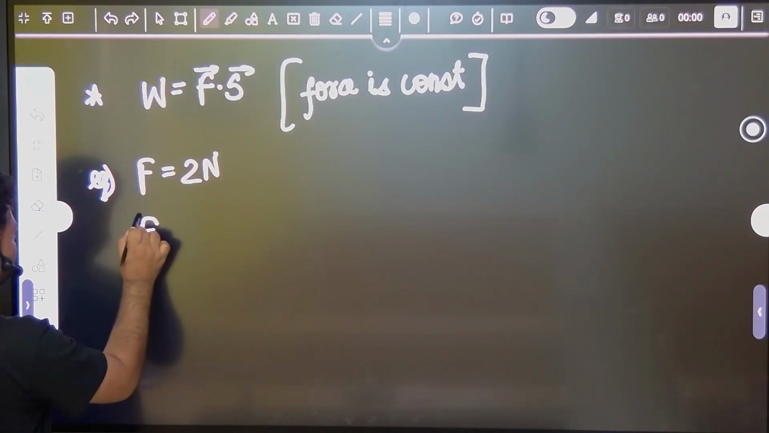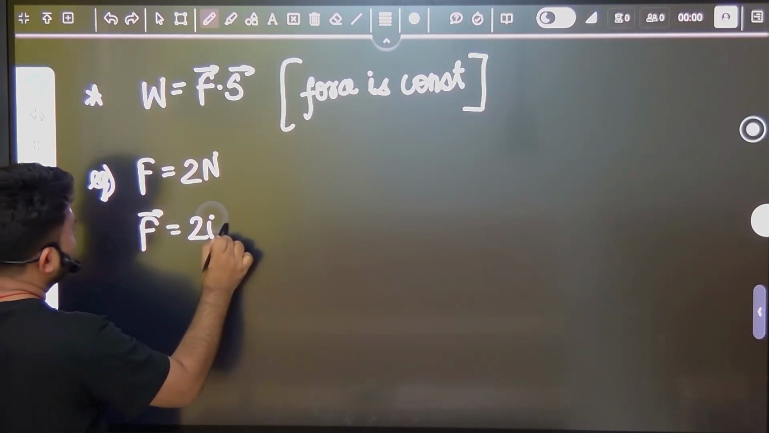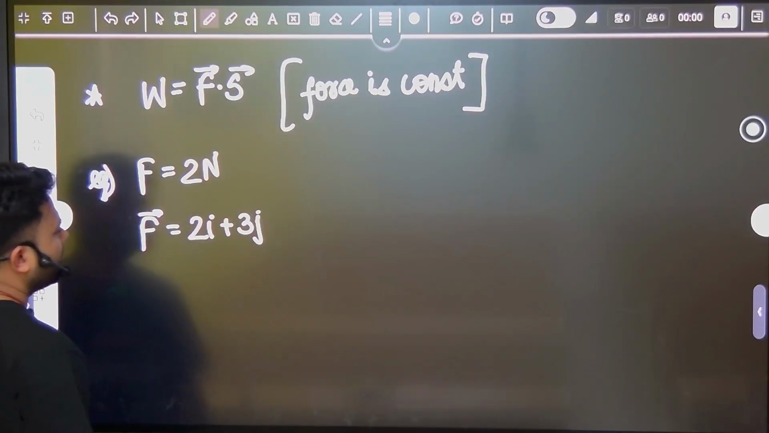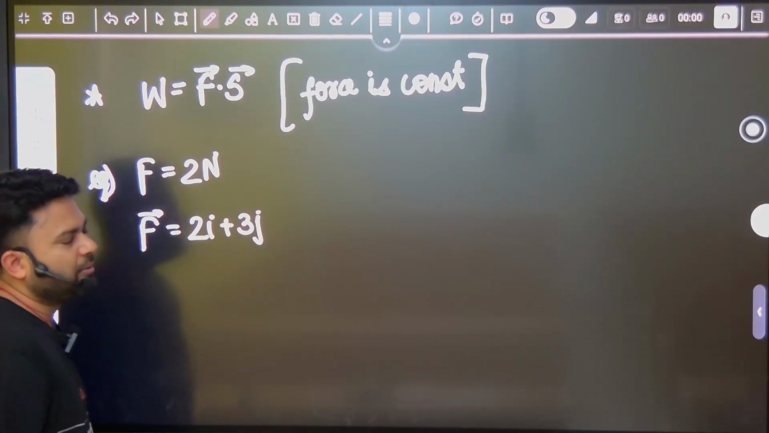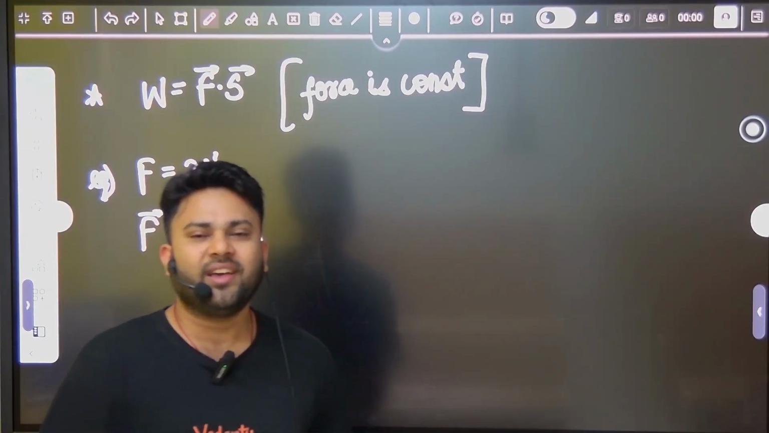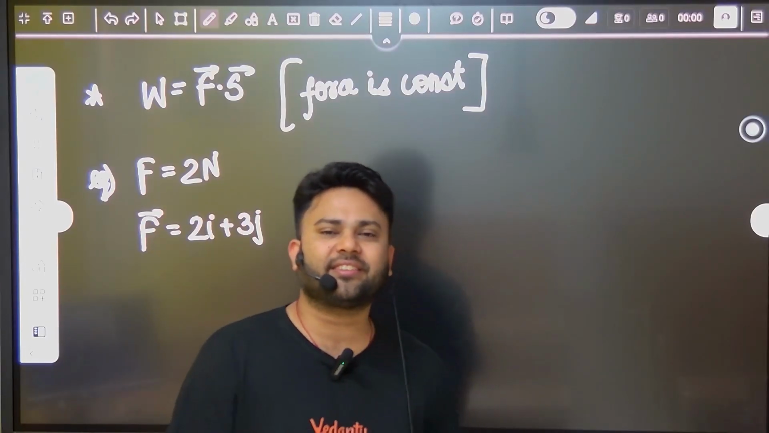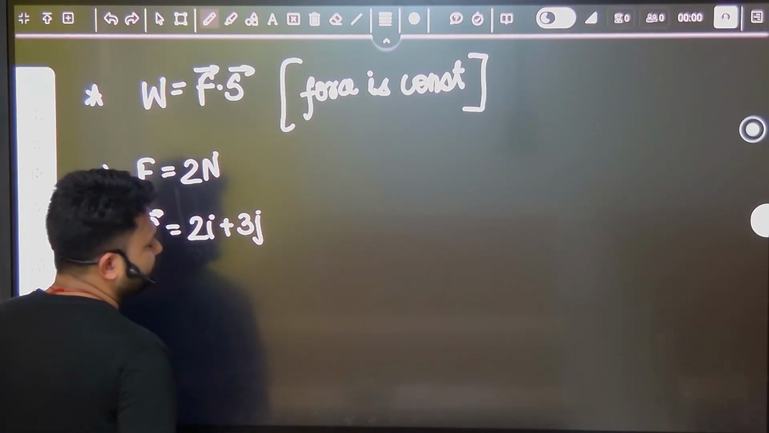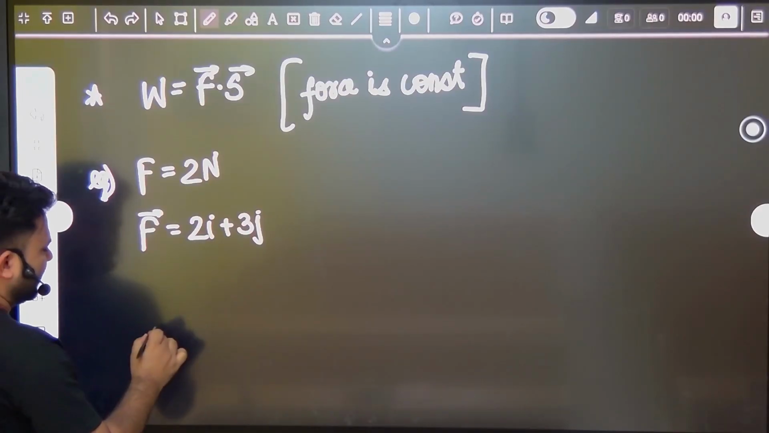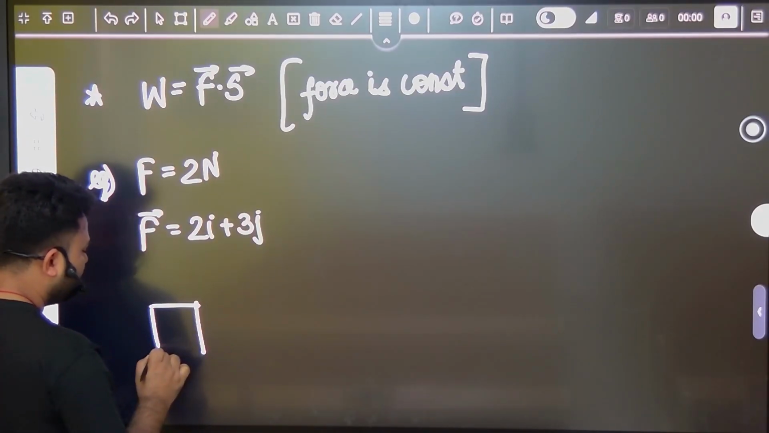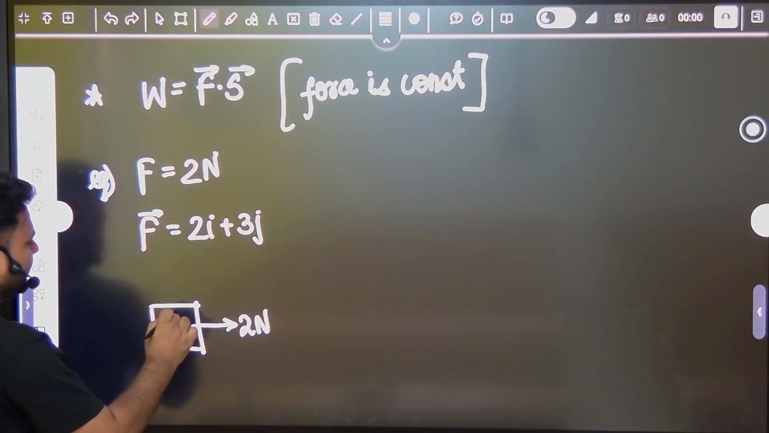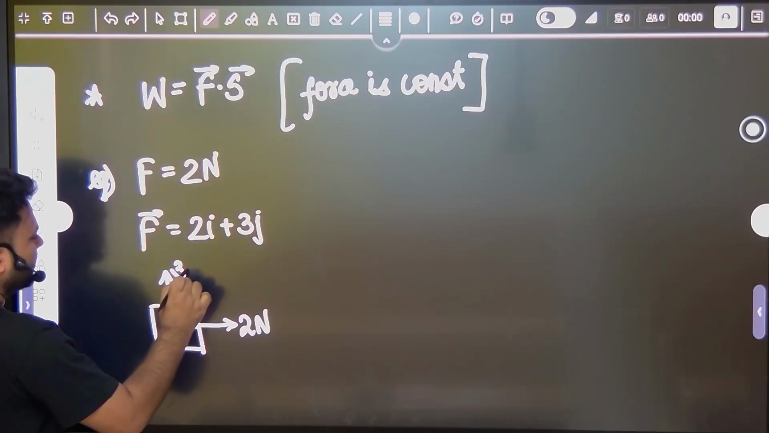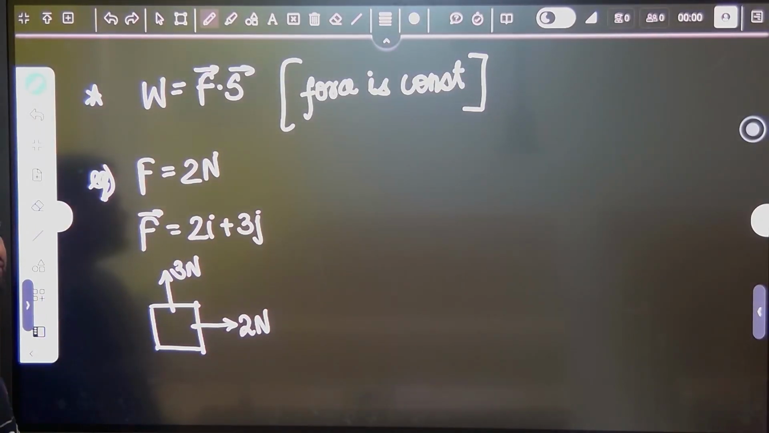If they give force equals, suppose, 2 I cap plus 3 j cap, now here comes the problem. Most of the students think that we have I and j variable, so it is a variable force. No, I and j just tell about direction. What is the meaning of this? Suppose there is a block. 2 Newton force acts in the east direction and 3 Newton force acts in the north direction. So the total force we have written as 2 I cap plus 3 j cap.